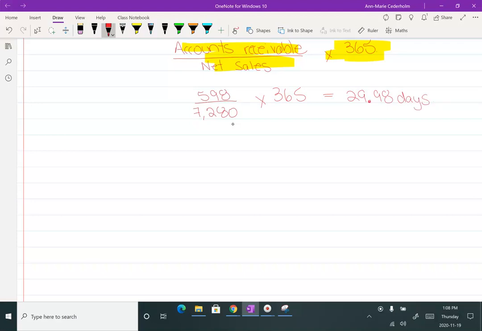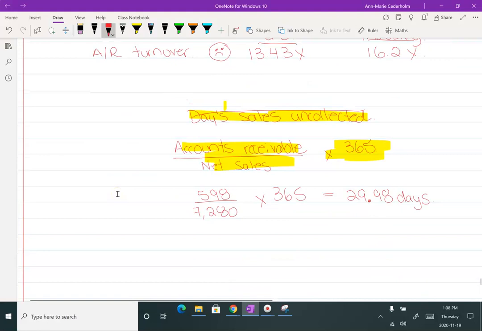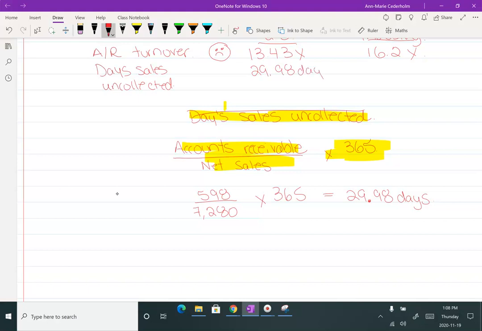And that actually sounds great, especially if you give out terms for 30 days. So that's not alarming, but if I compare that to industry, so if I do days sales uncollected, I'll move my 29.98 days here. So remember, we want to convert this to cash as quickly as possible.